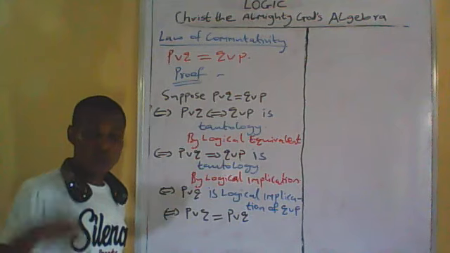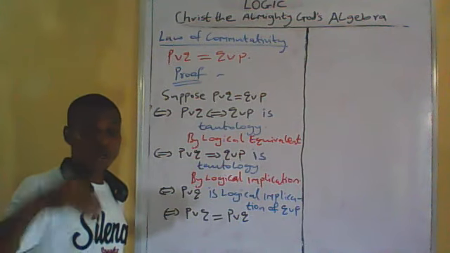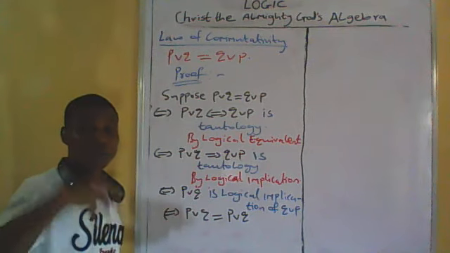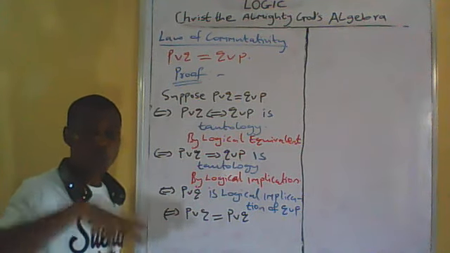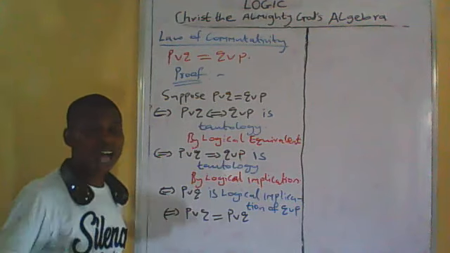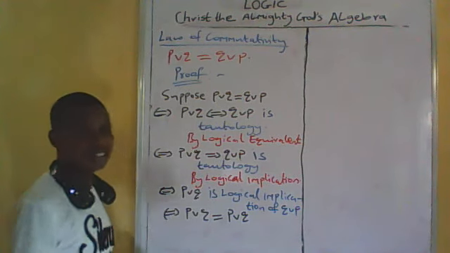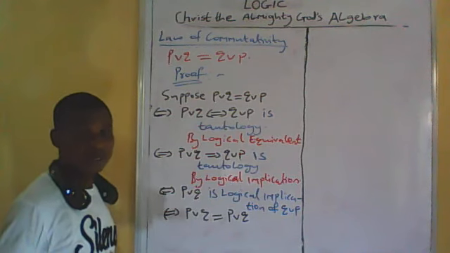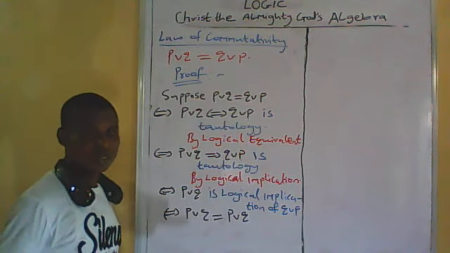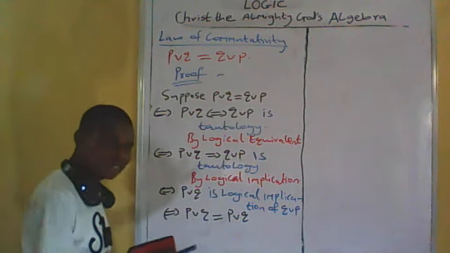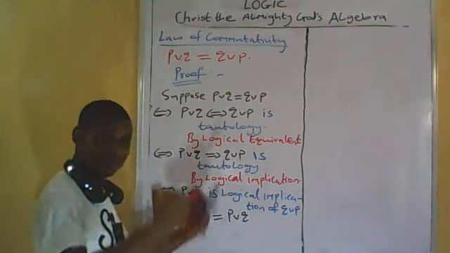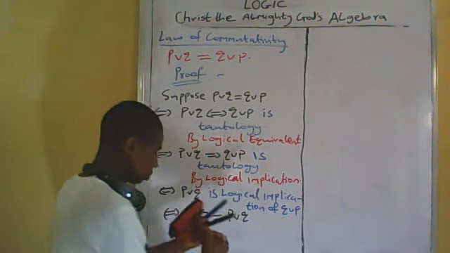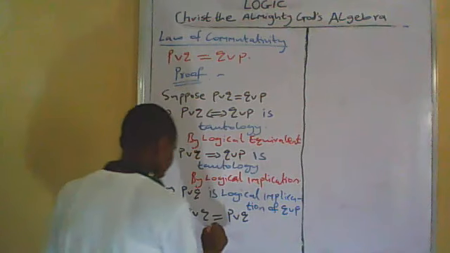That means whenever P or Q is true, Q or P is also true. Whenever P or Q is false, Q or P is also false, and they are logically equivalent. They are equal. That means it is a law being justified by identity. That is the sameness. So it is true that P or Q is equal to Q or P, justified by identity.